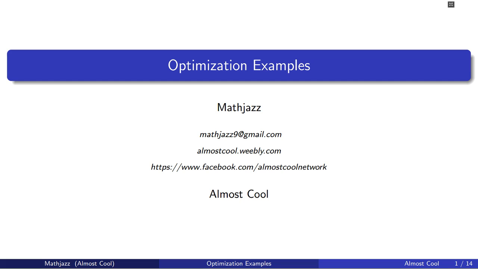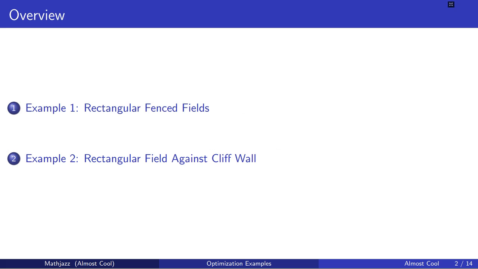This is the second video in our series of videos on common optimization problems. Today, we're going to optimize a rectangular field that is against a cliff wall.